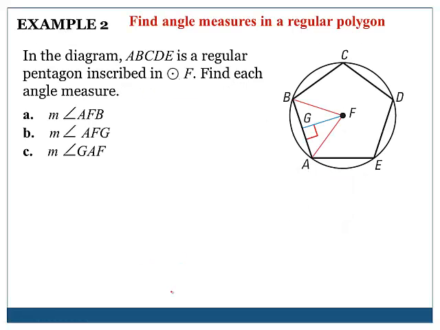Example 2, it says, find angle measures in a regular polygon. In the diagram, A, B, C, D, E, I tell you, is a regular pentagon. So automatically, all the stuff we're talking about, regular, same side lengths. And it has 5 sides because it's a pentagon. Inscribed in circle with center F. It says find each angle measure. So do me a favor, go ahead and pause the video, see if you can figure out what the angle measures are.